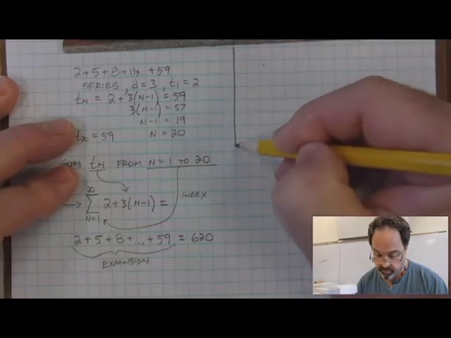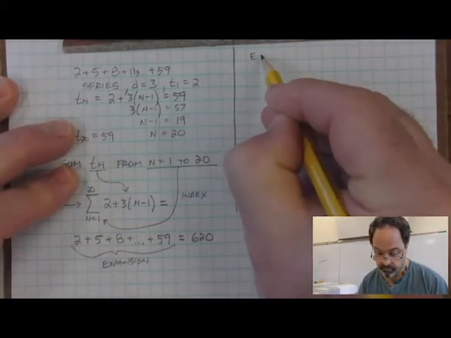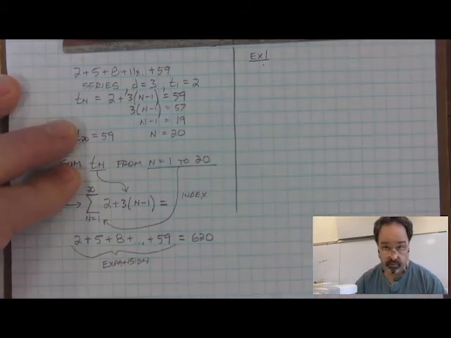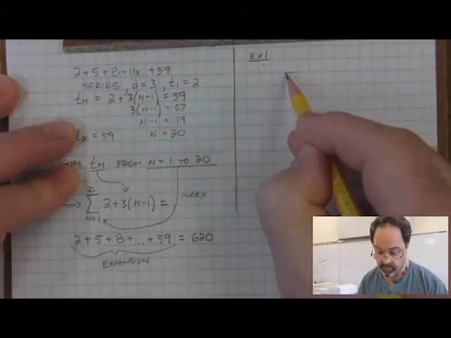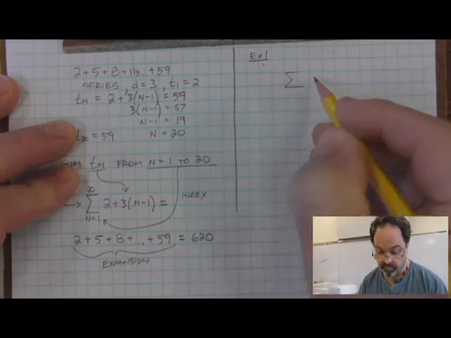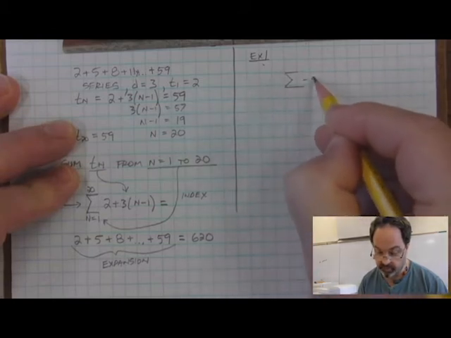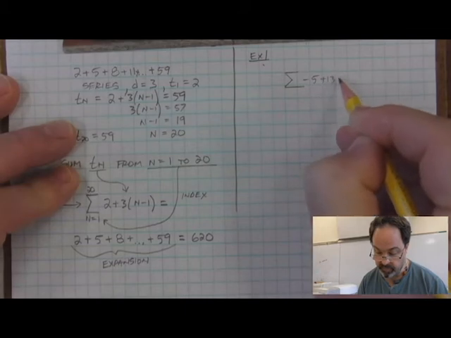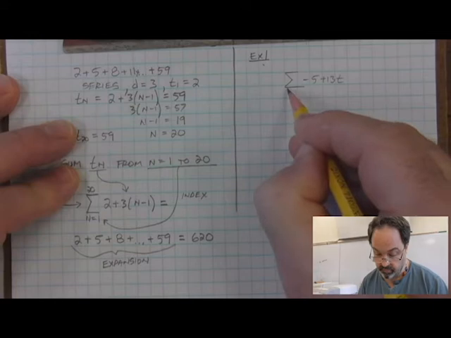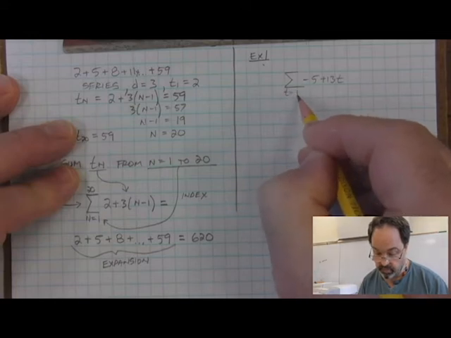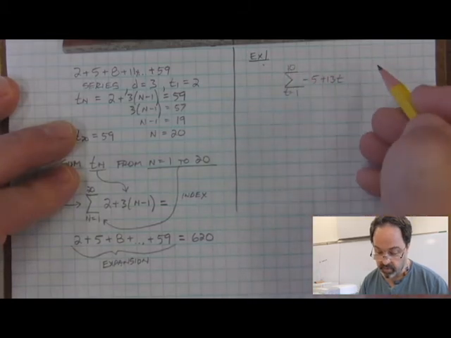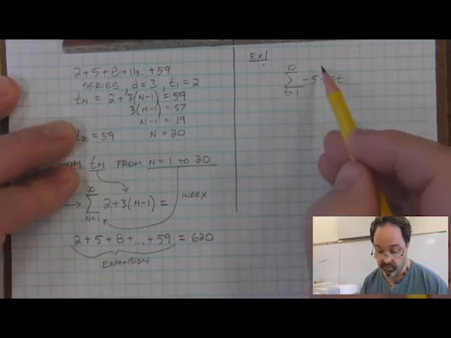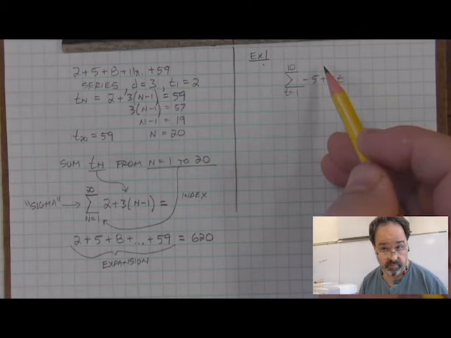Let's get another example. In this case, we're going to start with sigma notation. We'd say sigma, or the sum, of -5 plus 13t, where the values of t start at 1 and go up by integer values until 10. This is sigma notation, and it stands for a series.